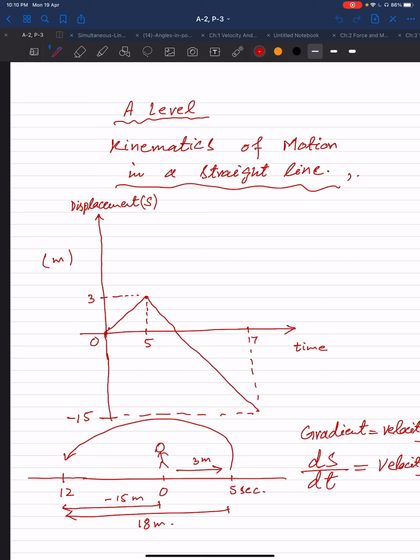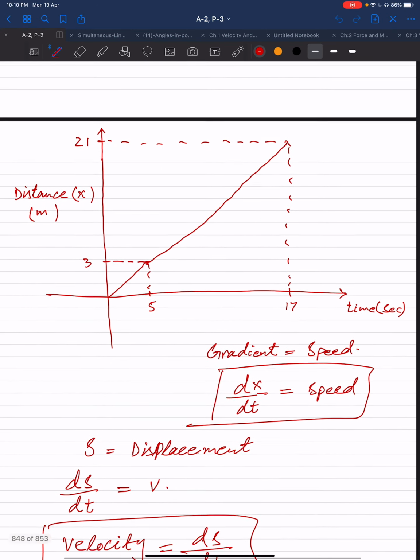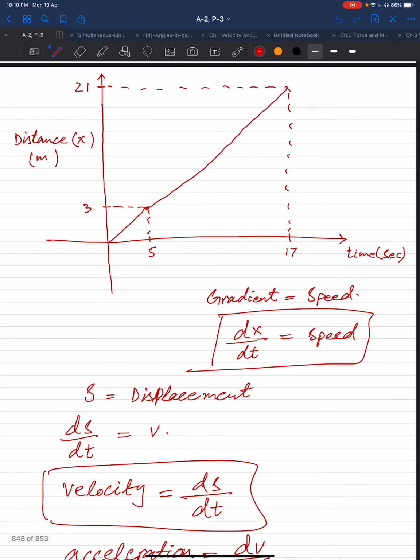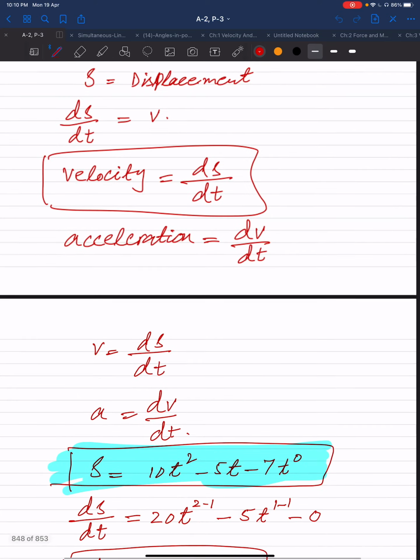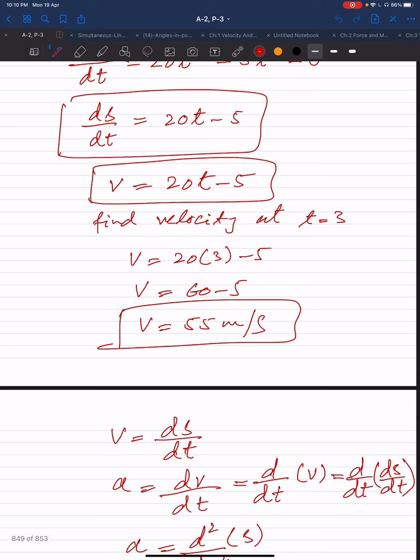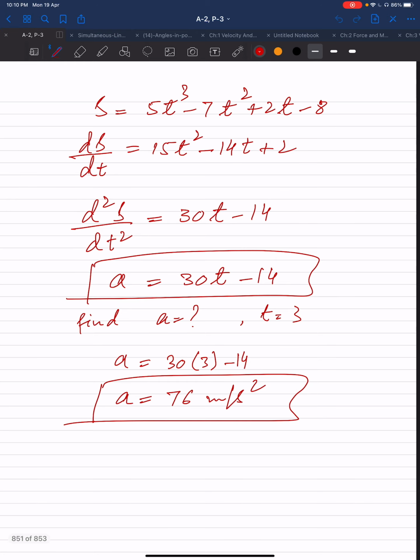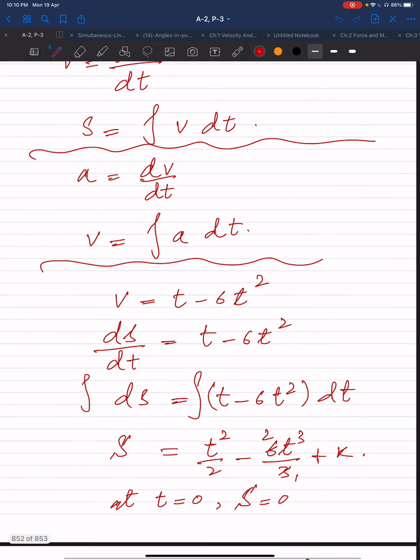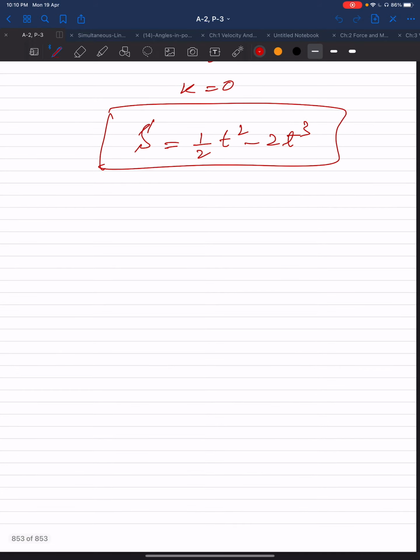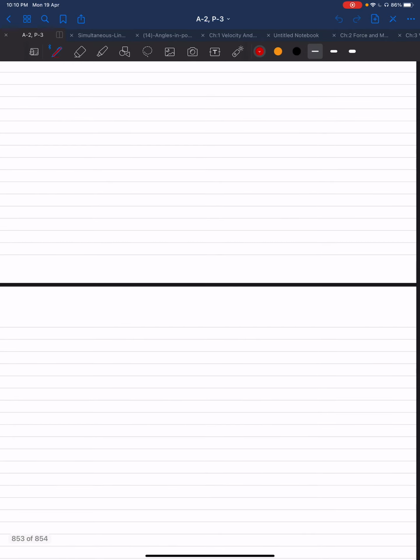In the previous videos, we learned about the difference between displacement and distance. We differentiated them and discussed their graphs, and also how we can find the velocity and acceleration through the function given, either a distance function or a velocity function. We solved a question as well. Now we'll continue the same topic and solve a past paper question.